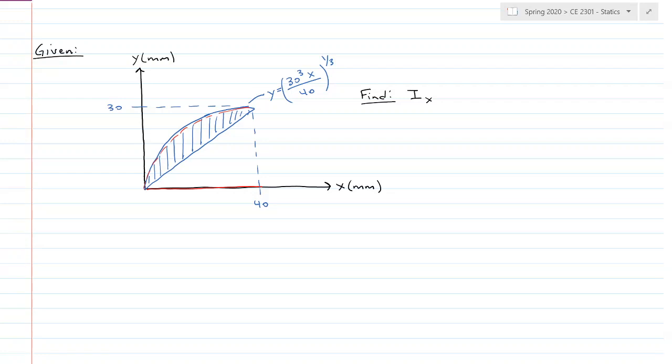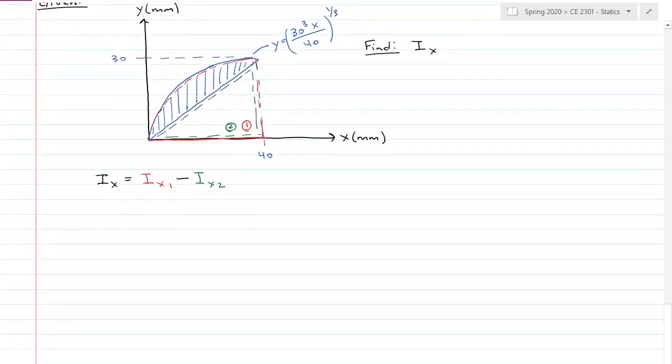Okay, so I'm going to take this first area in red, so that's area 1, and then I'll take the second area in green, area 2, so that Ix is equal to Ix1 minus Ix2. As long as everybody has the same axis, in this case the x-axis, then we can add or subtract our inertia as we would like.